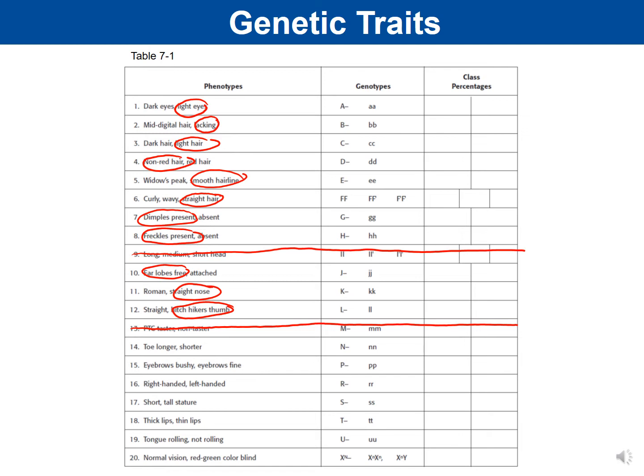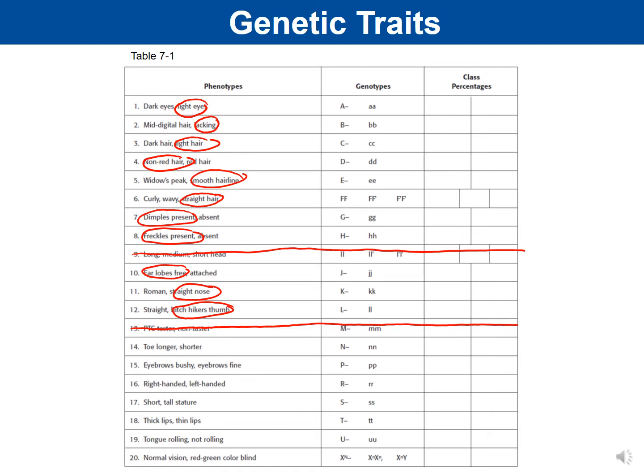The next one is going to be toe longer or shorter. So what you're doing is you're comparing your second toe relative to your big toe. So if your big toe is longer or shorter relative to your middle toe.